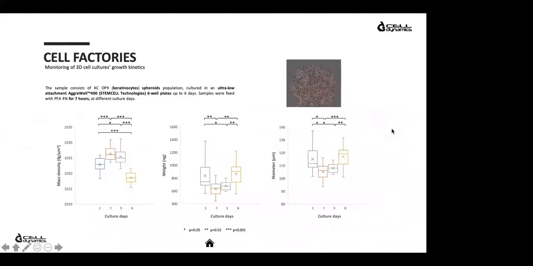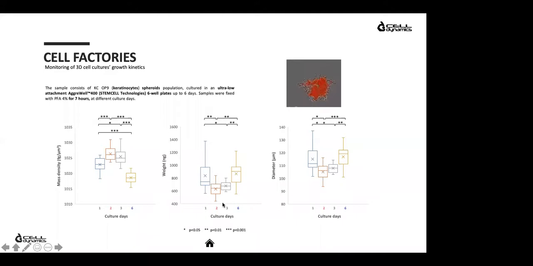Another point that can be interesting is for cell factories. Gathering precise information on the spheroid size, weight, and mass density value over time is also important when we want to scale up the process in cell factories. This is just a suggestion for everyone in the audience that is working with stem cell spheroids. Here we have cultured spheroids composed of keratinocytes for 6 days in AggreWell plates from STEMCELL Technologies. And we have analyzed our spheroids at different time points, at different culture days, to see how they evolve over time.